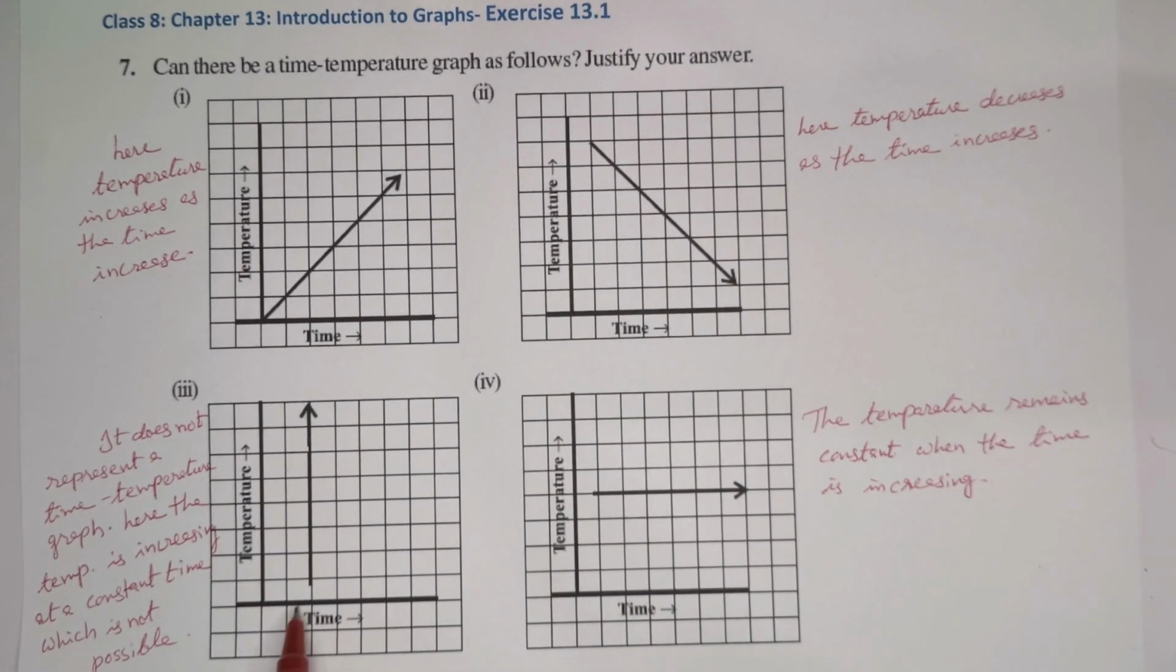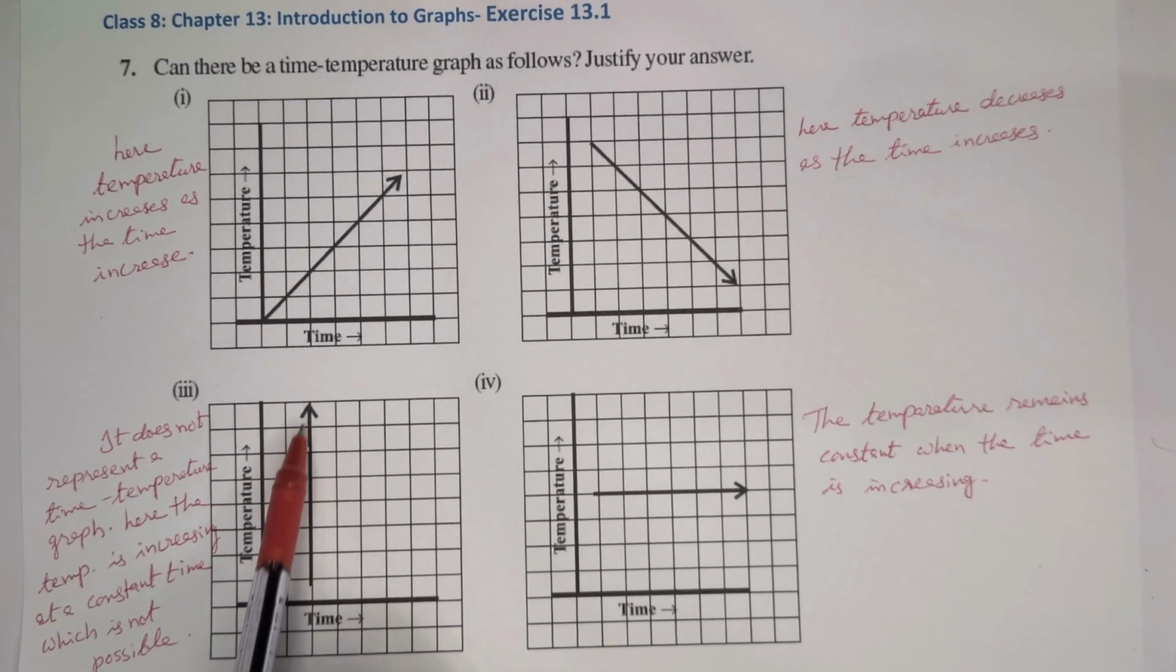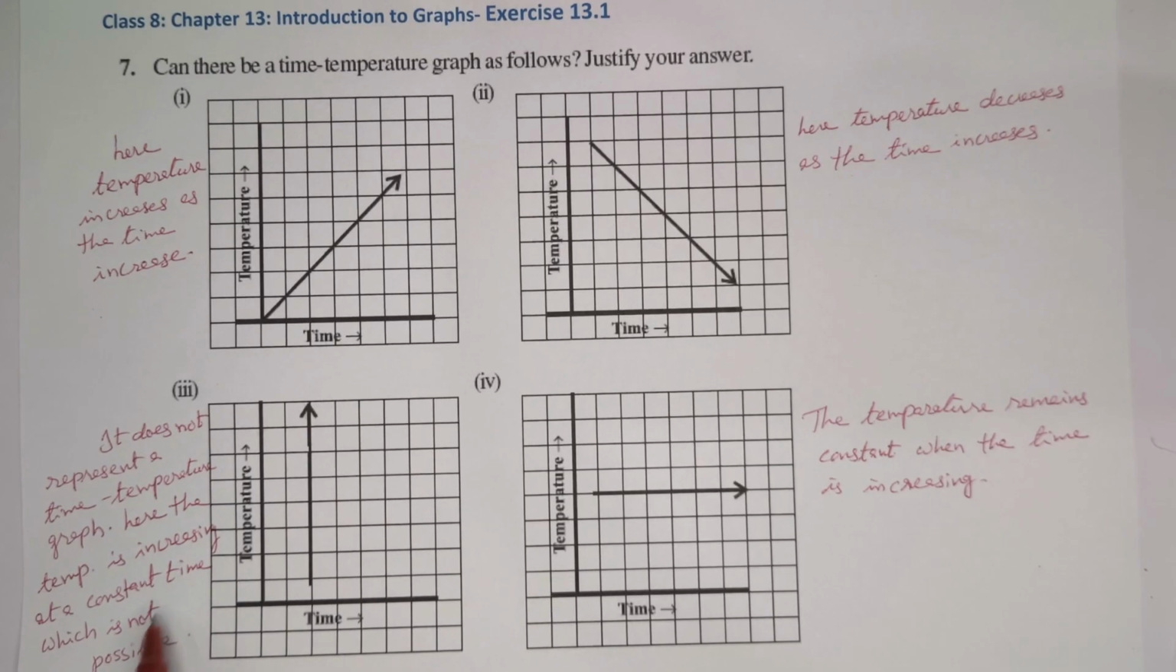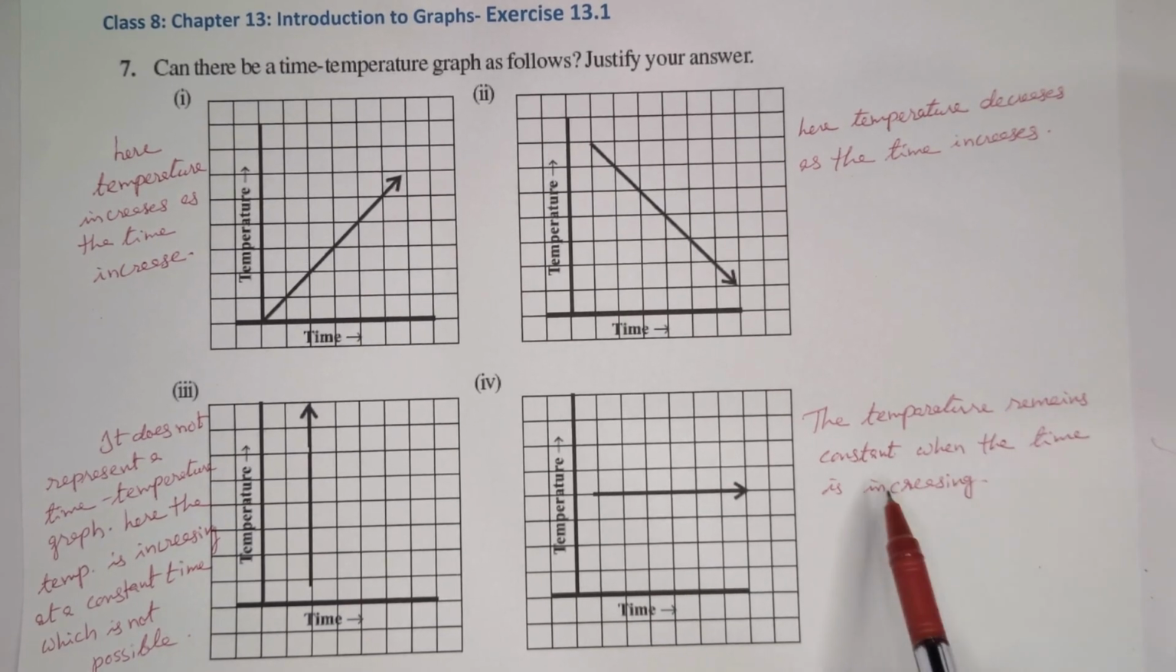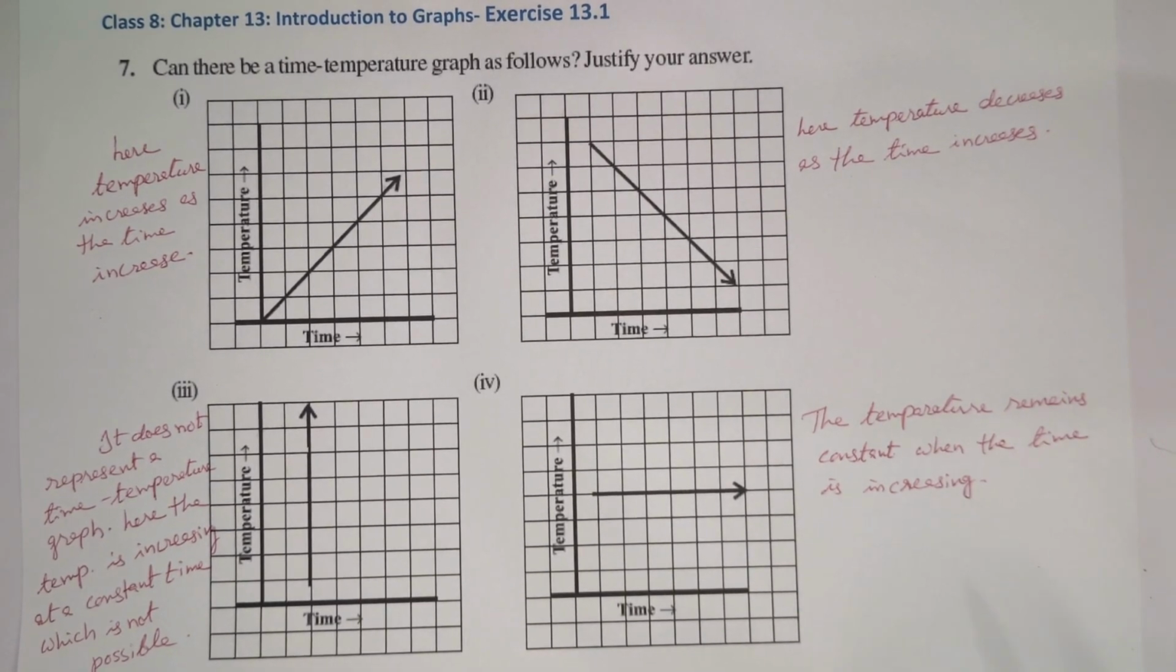Third figure: at one particular time, the temperature is continuously increasing. It is not possible. We know that when the temperature increases, it will take time. So it does not represent a time-temperature graph. Here the temperature is increasing at a constant time, which is not possible. Here we can see the temperature steady. Time is increasing, but the temperature is constant. The temperature remains constant when the time is increasing.